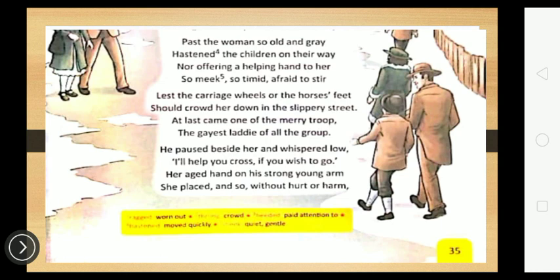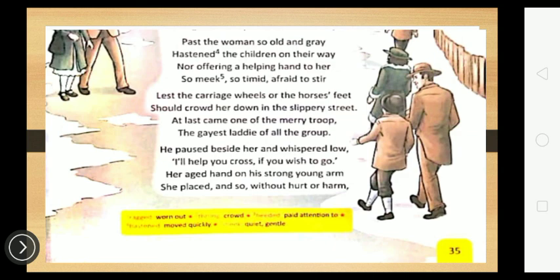What is the meaning of lest? To avoid the risk. So lest, to avoid the risk of carriage wheels or the horse's feet crowding her down in the slippery street. Here they are saying that, in order to protect herself from the carriage wheels, whatever carriage was moving through, like the vehicles in the modern era, we get afraid that they will crash us. So she was also afraid of those carriage wheels and horses' feet moving through that area, which might crowd her down in the slippery street. So it was not looking very possible for her to cross in such a situation.